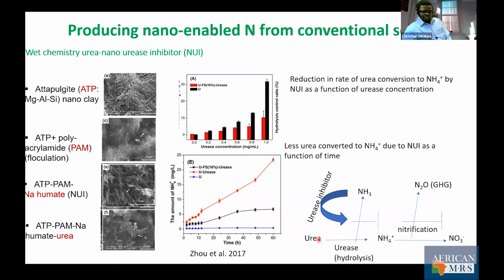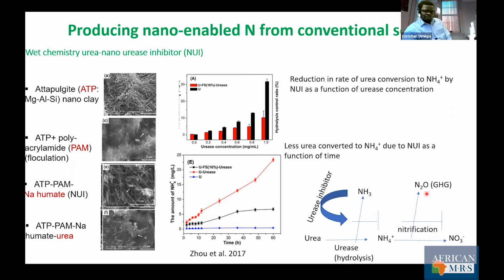Under normal conditions, urea is hydrolyzed to ammonium with loss of ammonia, and the ammonium is nitrified to nitrate with loss of nitrous oxide, which is the so-called greenhouse gas that we all talk about. So this is a straight process that causes a lot of losses in the nitrogen. There's loss here as ammonia, there's loss as nitrous oxide, and there's loss as nitrate that leaches.